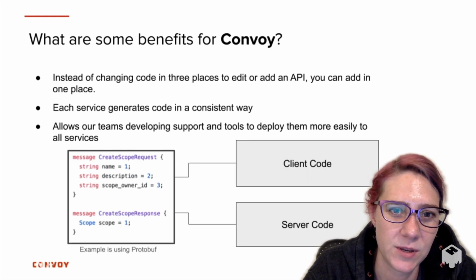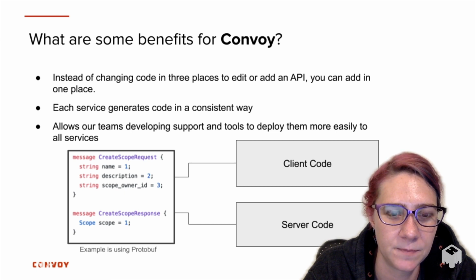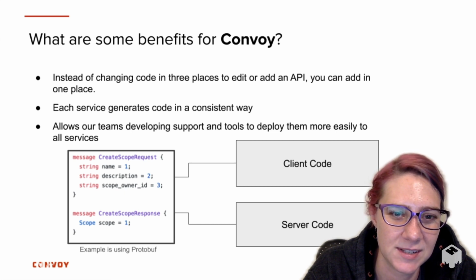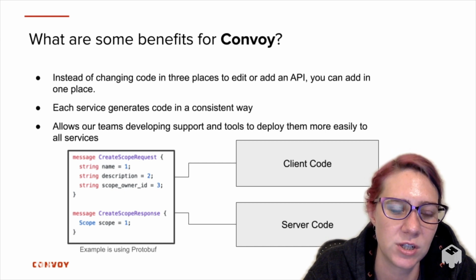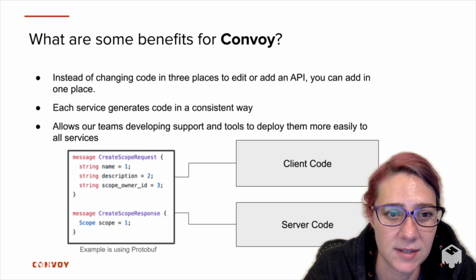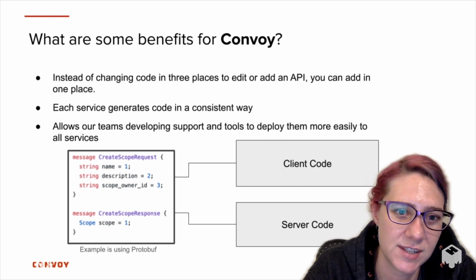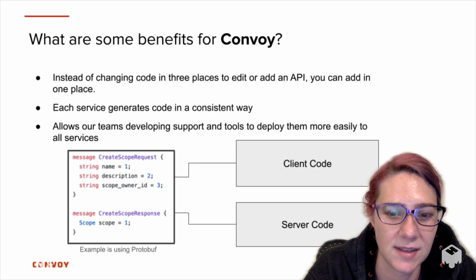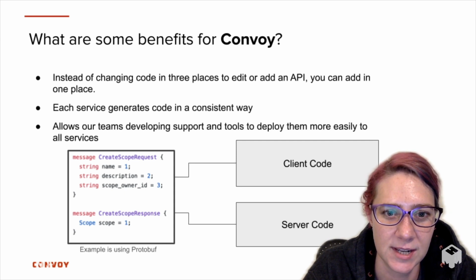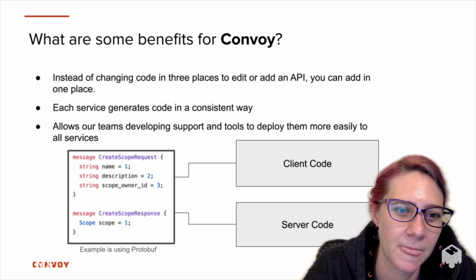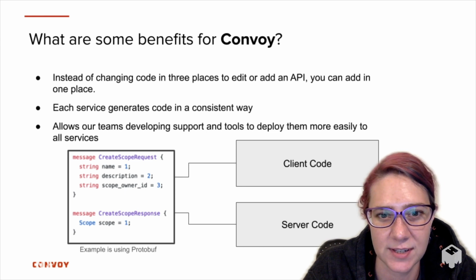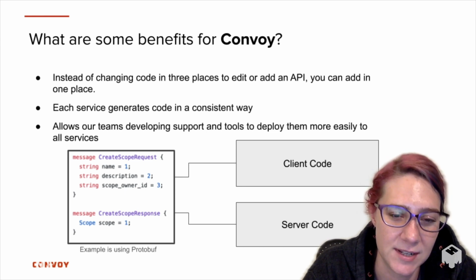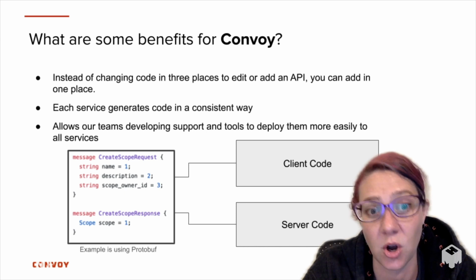So what are the benefits that we could bring to Convoy by using an IDL? Well, instead of changing code in 3 places as a dev to edit or update an API, you can change it in 1, the interface, and the client and the server code will be automatically generated according to your interface changes. This also means, as an added benefit, that each service generates that code in a very consistent way, which means that the client and the server code for all of our services is pretty much the same. It allows our teams to develop the support and tools that we need much more easily because the services do things in the same way. So instead of developing a tool for one service, you can develop a tool for all services.